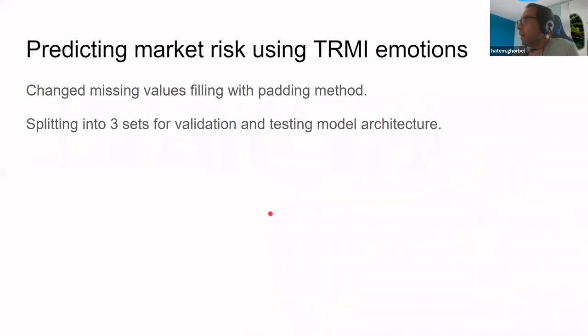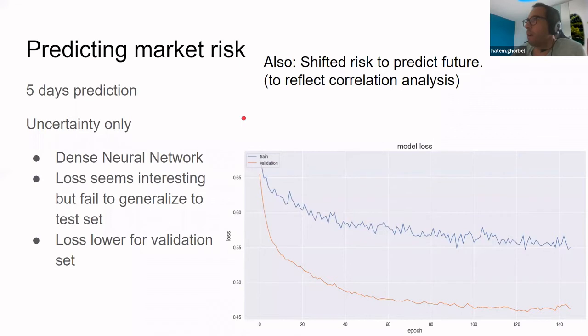So we have split our corpus into training and testing, and then we filled the missing values using padding methods. Here, in predicting the market risk, we made a prediction of 5 days, and we used uncertainty with a dense neural network.